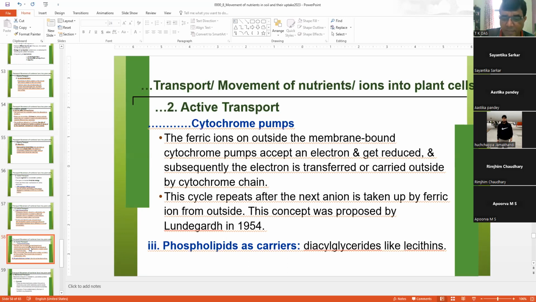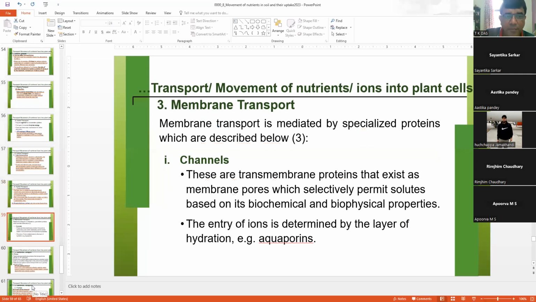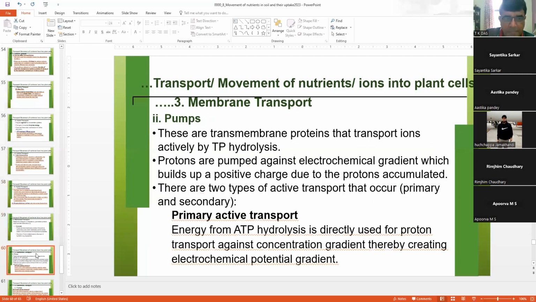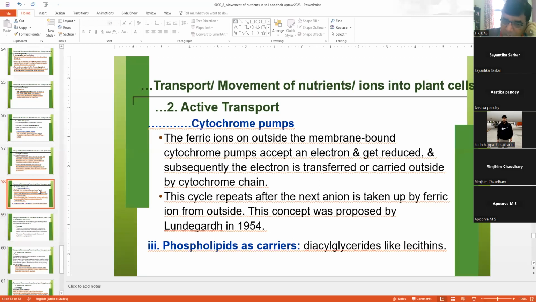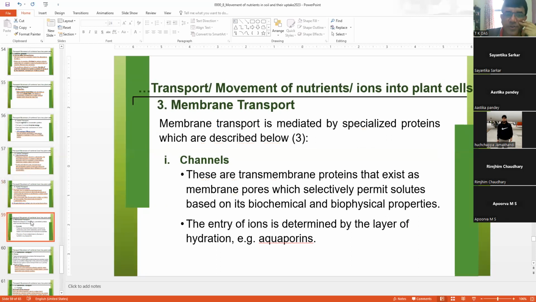Phospholipids as carriers. Diacyl glycerides like lecithins help in this movement. Now, membrane transport. Membrane transport is mediated by specialized proteins, which are described below.